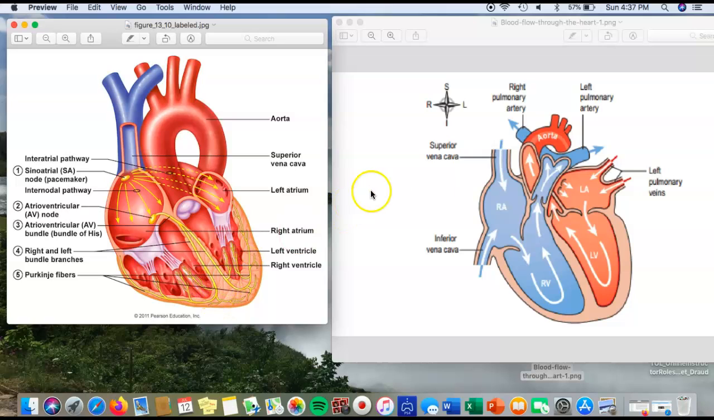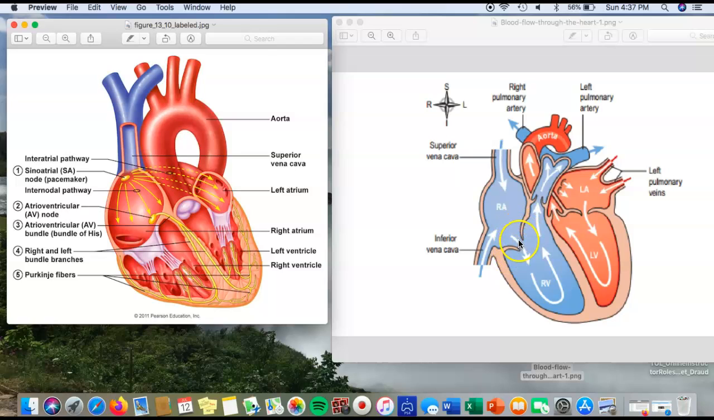Now let's talk about how the blood flows. So blood flows back into your right atrium from both the superior and the inferior vena cava. Now this is deoxygenated blood here. So as the blood flows down from your right atrium into your right ventricle, notice it's happening at the same time on the left. We'll just start with the right. Down from your right atrium into your right ventricle, the blood flows.